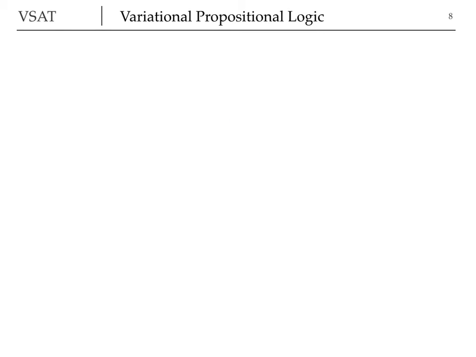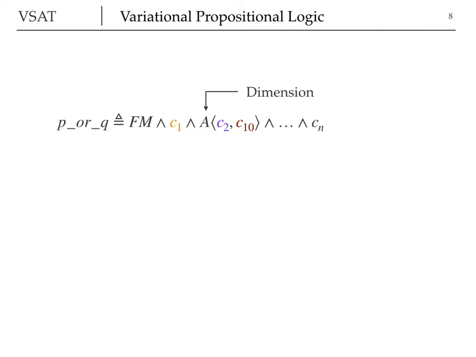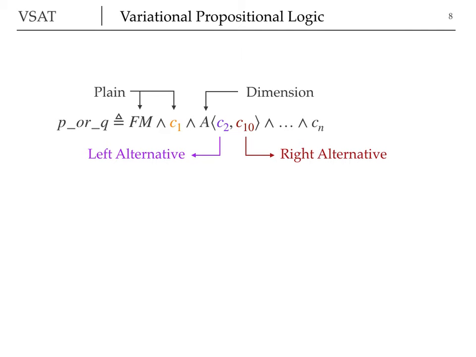So I'm going to go over some variational propositional logic now so that we all speak the same language. Given our variational propositional formula, when we see a choice, we call the Boolean variable that indexes that choice, in this case capital A, a dimension. Anything that's not inside a choice, we call plain. And the things which are inside a choice, we call alternatives. So in this case, C2 is our left alternative and C10 is our right alternative.